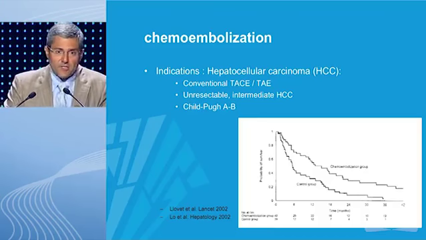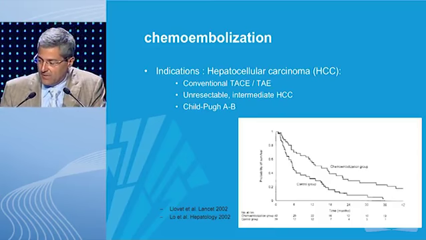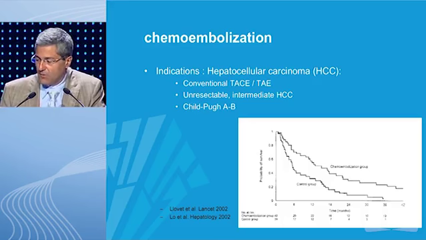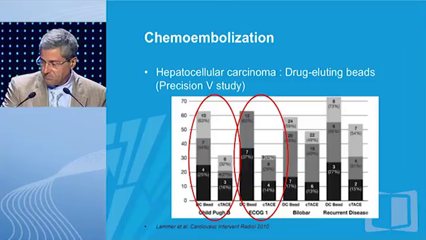What are today the indications for chemoembolization? Well, of course, it is still the unresectable intermediate HCC in both Child-Pugh A and B stages, and it is clear that using that technique, you do better than just doing nothing for these patients.